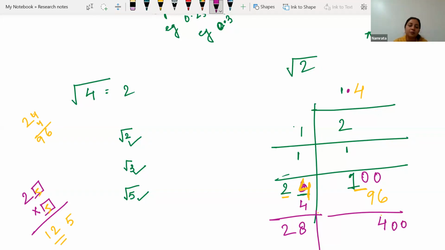Now again we will repeat the same process. What should be written beside 28 so that 400 will be divisible? 2 2 times 4, so we need to check with 2. If we multiply 282 with 2: 2 2 times 4, 8, 2 times 16, 6 carry 1, 2 2 times 4, 5. 564 we are getting, and what we have in hand is just 400. That means it will go only one time. That is 281.